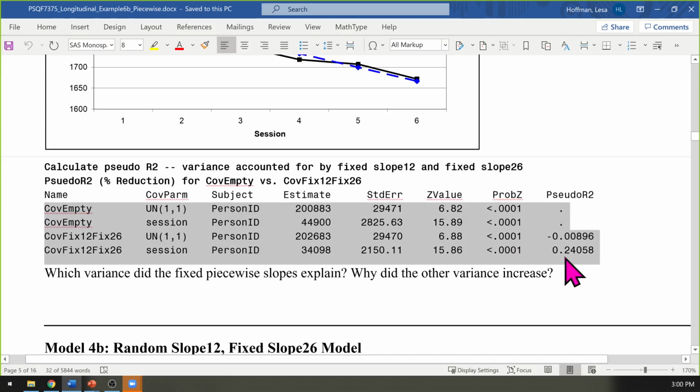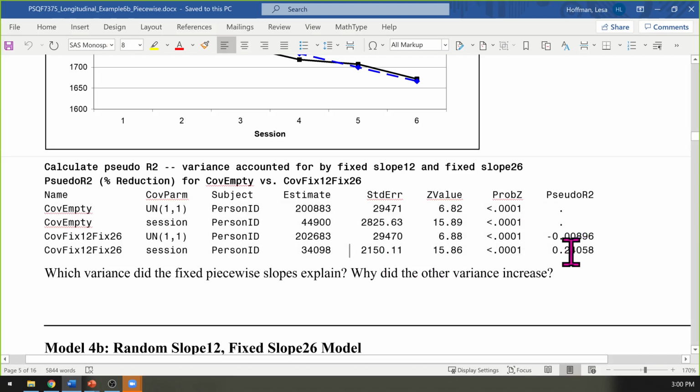So you can use the spreadsheet and type your numbers in, or you can write your own little macro in Stata or R. Knock yourself out. I haven't learned how to program in those languages yet. But this is telling us that the level 1 variance, the residual variance in the R matrix, went down relative to an empty model by 24%. So 24% of what we initially called within-person variation was due to average change over time.